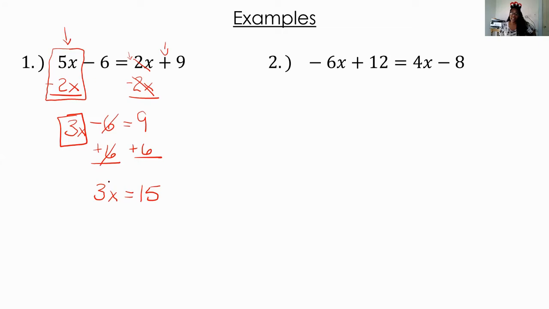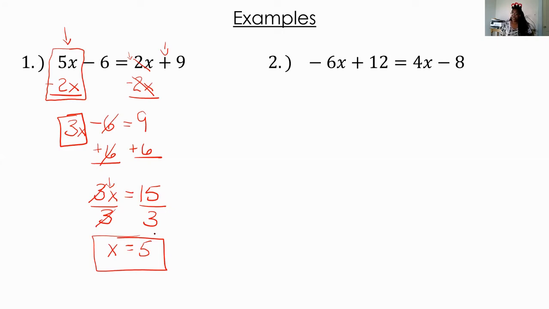So we got 3x. If I look in between, there's no plus sign, there's no minus sign. So that means this is multiplication. So I have to do the inverse of multiplication, which is division. So I'm going to divide the 3 on both sides. 3 divided by 3 gives me 1x, or just x. And then 15 divided by 3 gives me 5.